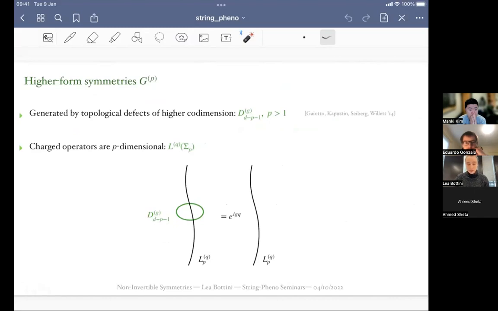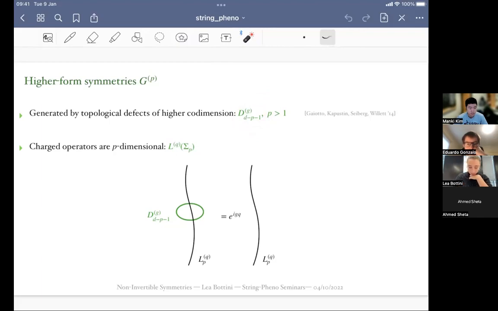One example is higher form symmetries, which are quite standard by now. The idea is to change the codimension of the topological defect. Standard symmetries are associated to topological defects of codimension 1, but you could consider topological defects of higher codimension, of dimension d-p-1 with p greater than 1. This generates a symmetry, and correspondingly the operators that are charged under it are not local point operators as for zero form symmetries, but are p-dimensional.